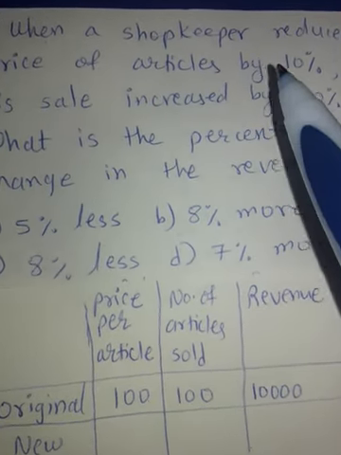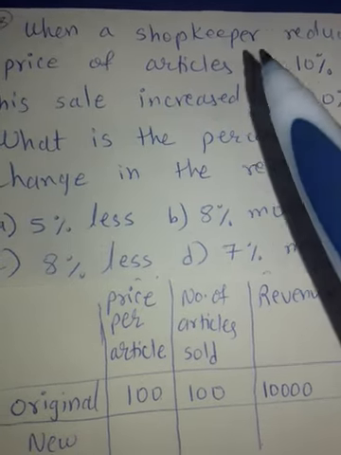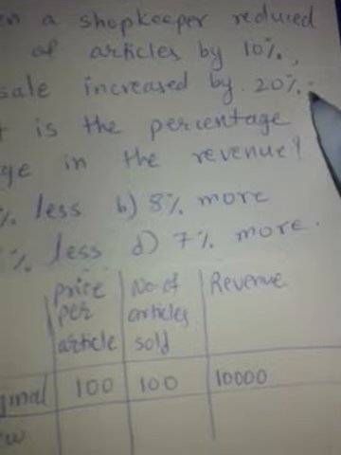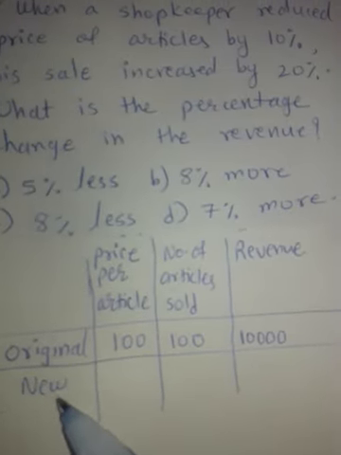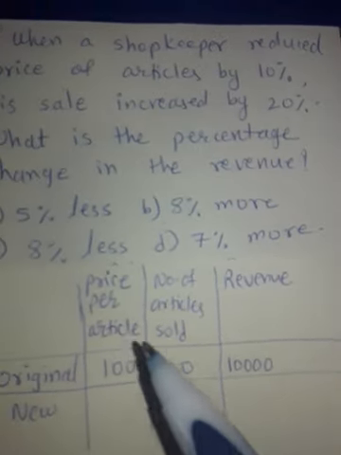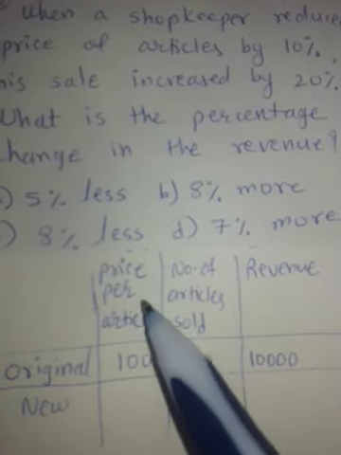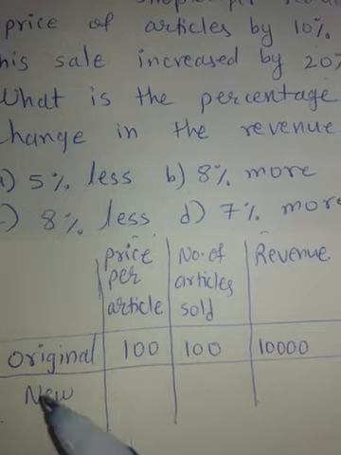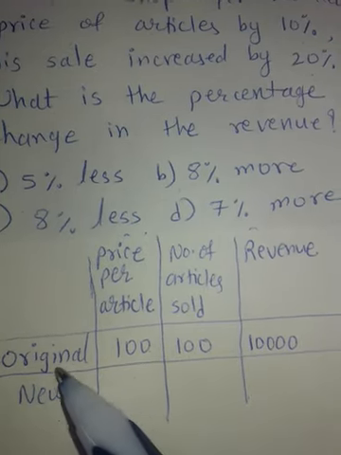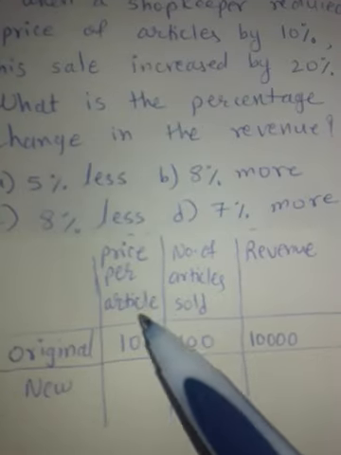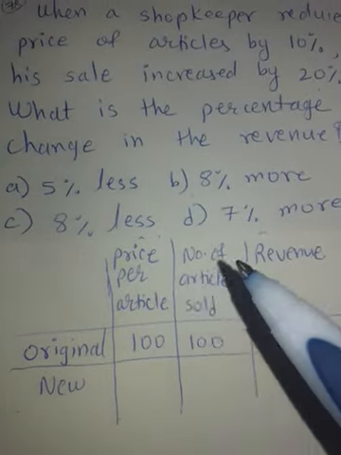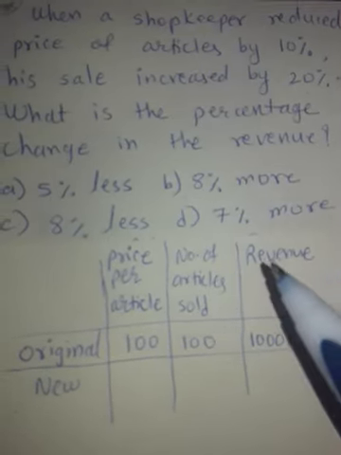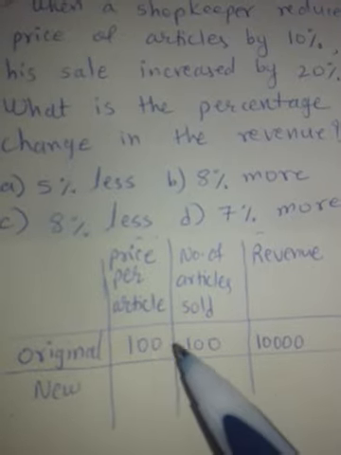Originally there was some price per article and there was some sale, and now it has been changed by these values, so there are some new values. So let's see how to solve. I have assumed original price per article as 100. This row is original. Original price per article as 100, and shopkeeper used to sell 100 articles. That I have assumed base as 100.